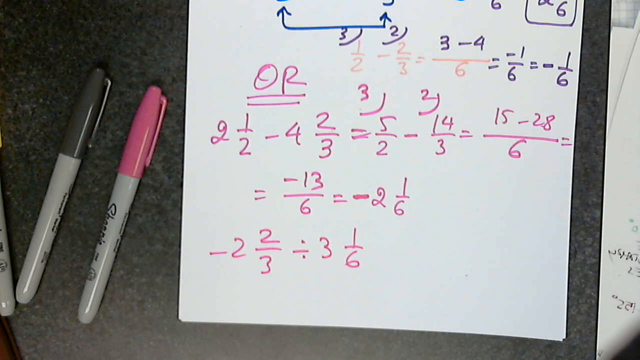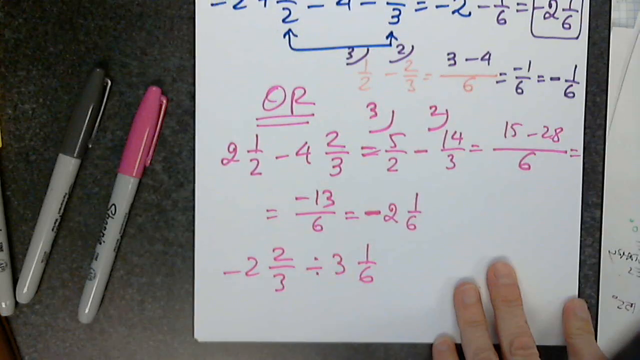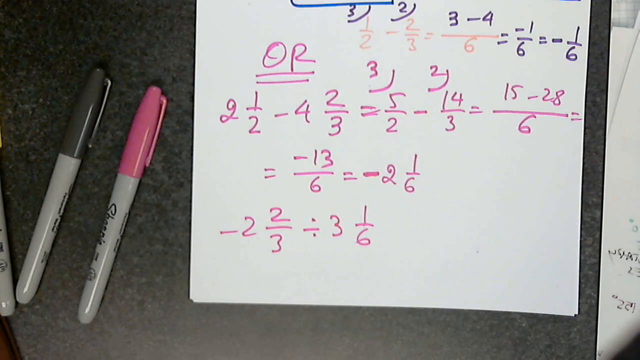When I divide and multiply mixed numbers, I have absolutely no choice. This is the only way. I have to put the integers back in. There is no way around that. Here I had another way, longer, maybe more difficult. But here I have no choice. There's no other way. I have to put the integers back in. So let's put the integers back in and see what we get.